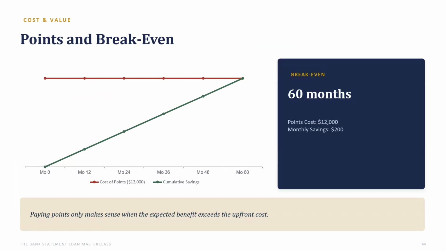Paying points makes sense when the benefit exceeds the upfront cost. One point is 1% of your loan amount. Look at the cost. How long does it take you to recover that? If it doesn't make sense payment-wise, don't do it.